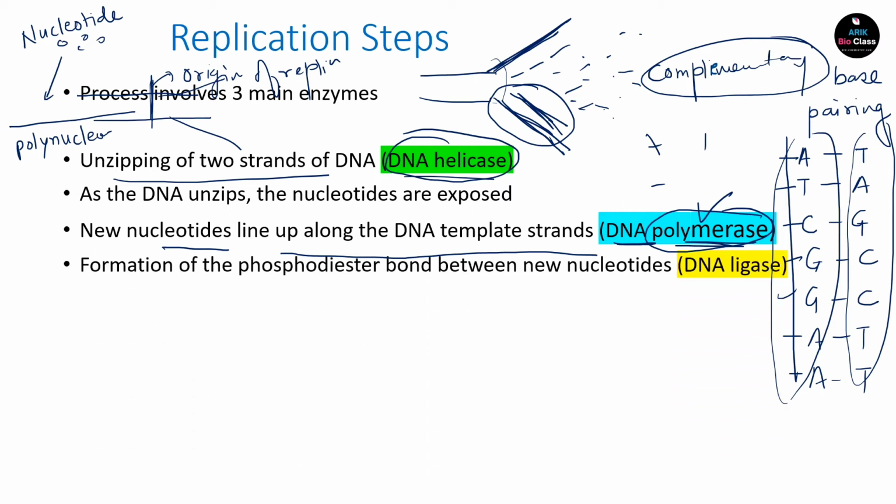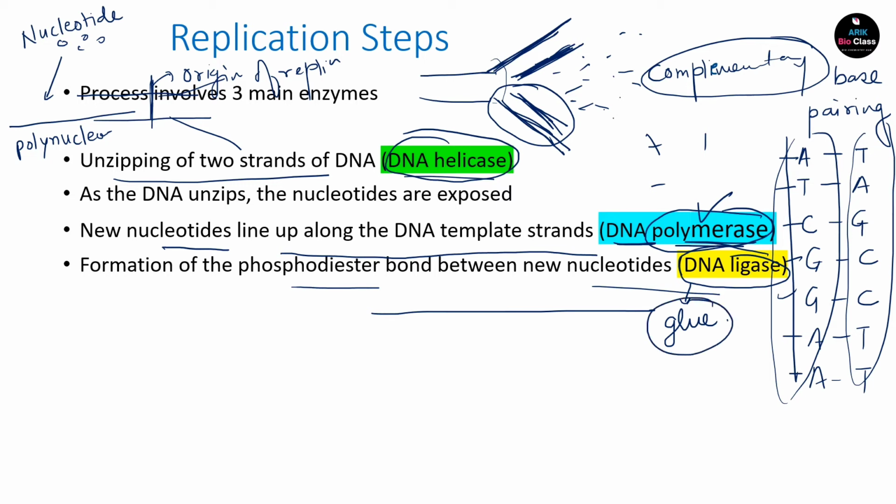Next, formation of phosphodiester bond between new nucleotides. That means these nucleotides have come over here, and now who will do the sealing, right? The joining will be done by the enzyme which we call DNA ligase. It functions as a glue. It is responsible for joining the nucleotide sequences. That is why we say it functions as a glue, and its name is DNA ligase.